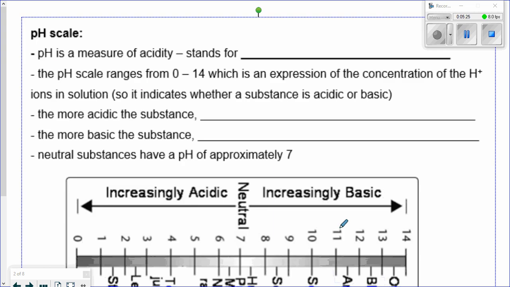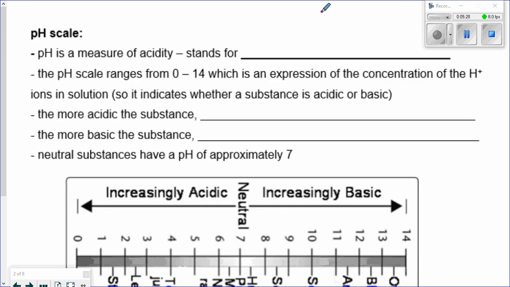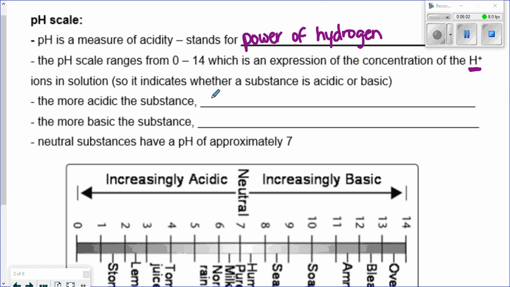So moving on, the pH scale. You've probably heard of the pH scale. pH is a measure of acidity. What pH actually stands for is the power of hydrogen. The pH scale ranges from 0 to 14, which is an expression of the concentration of those hydrogen ions in solution. So it indicates whether a substance is acidic or basic. The more acidic the substance, the lower the pH.